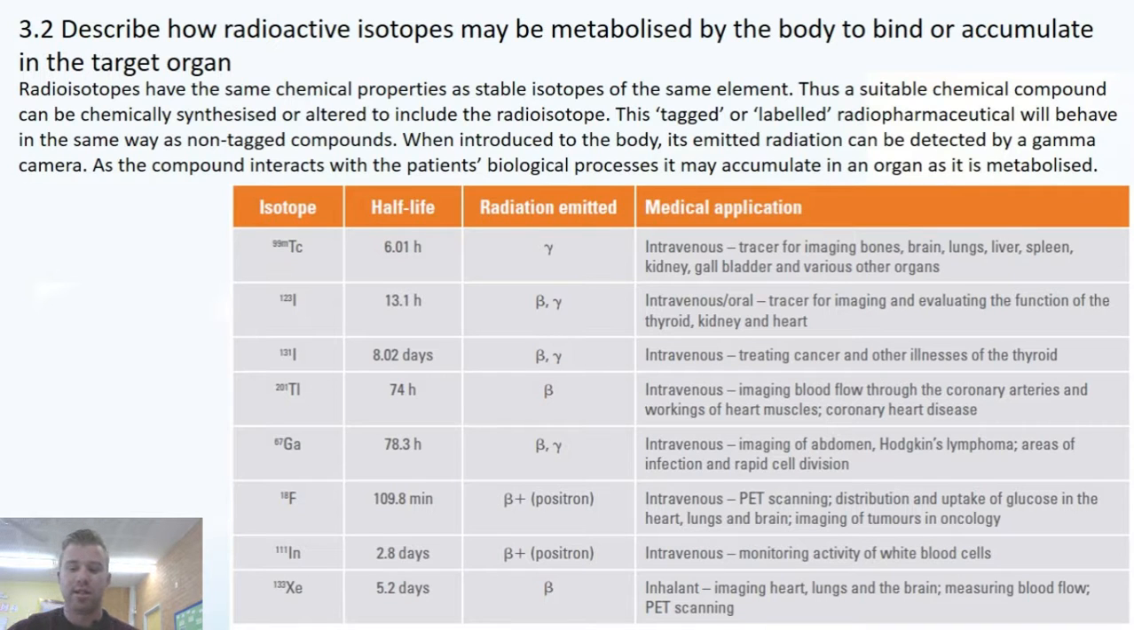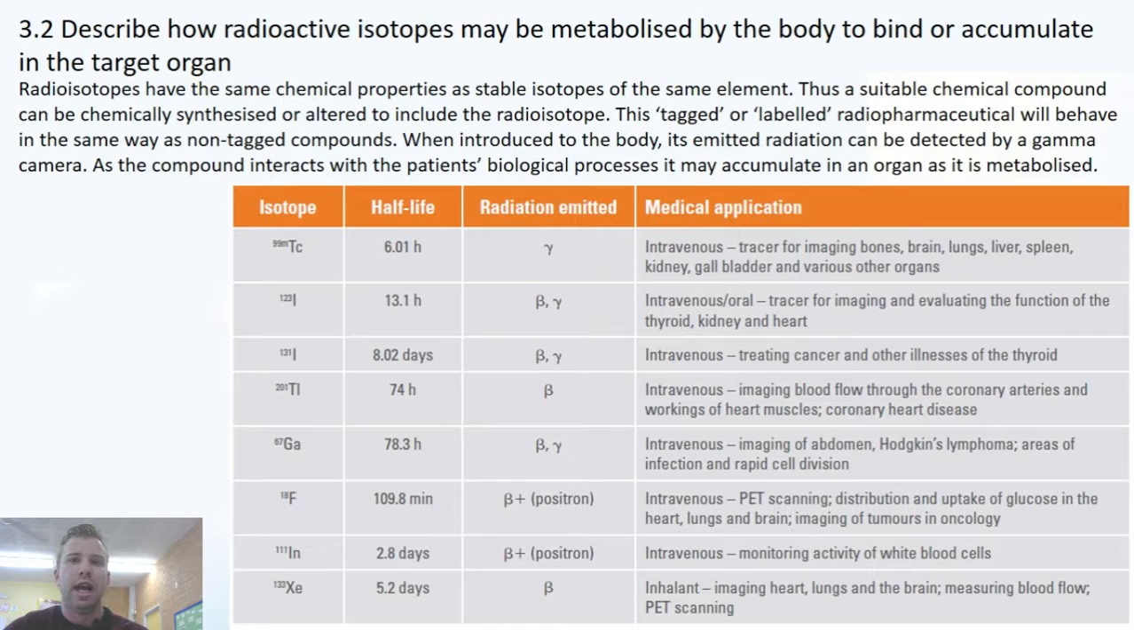Radioisotopes are commonly used as tracers in medical diagnosis, and these tagged or labeled radiopharmaceuticals will behave in the same way as non-tagged compounds, which means that the ones that were just synthesized or altered will be very similar to the non-tagged compounds that are in the surroundings. So when introduced to the body, its emitted radiation can be detected by a gamma camera. As the compound interacts with the patient's biological processes, it may accumulate in an organ as it is metabolized, so being used by that cell or organ.